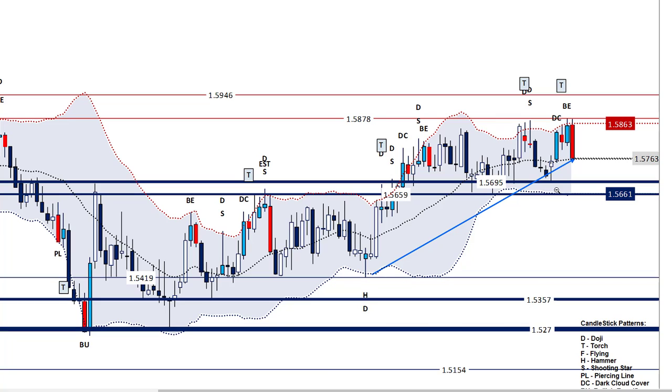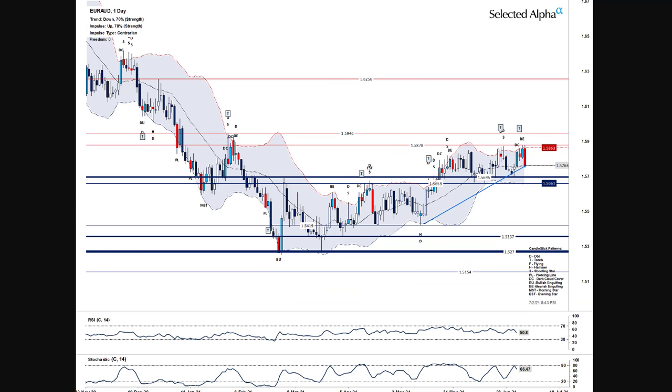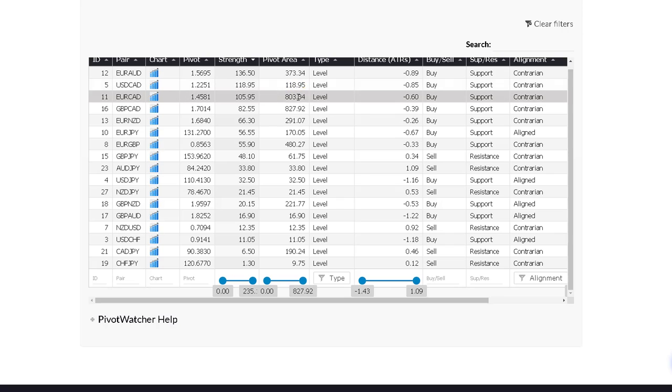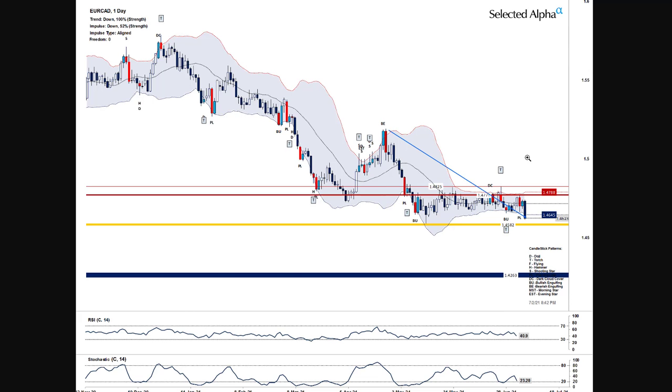As you can see from this chart, this price level has a long history of reversing the pair, acting as the support level and also as the resistance level at the start of this year. In addition to pure pivot strength, selected alpha ranks the strength of the nearby price area, which takes into account the other price levels and daily Bollinger Bands.